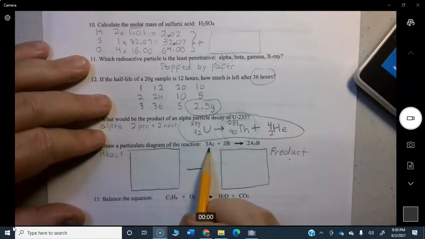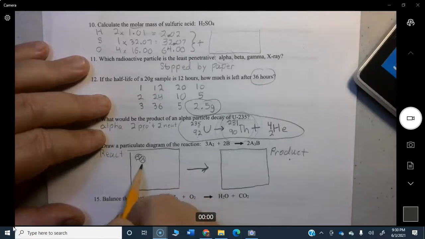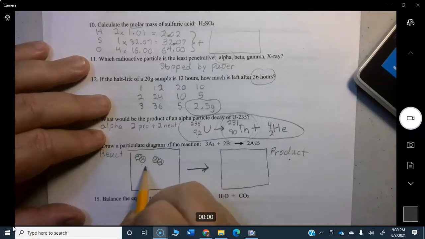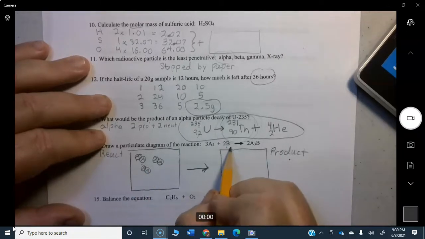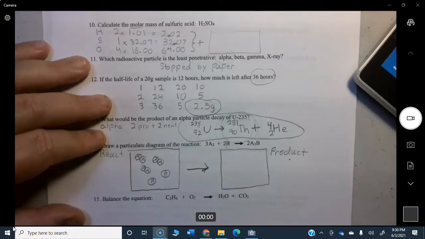Okay, so you have 3A2. So I'm just going to go ahead and write that. And I'm going to write a little A inside of both of those. That's A2. It's basically like an H2, think of it, or an O2 or something. Okay, it doesn't matter where you draw these in the box. So we have 3 of those. Okay, then you have 2B. So you see B only has basically one atom to it. So we're just going to write that. That's B. And that's B. So those are the reactants.